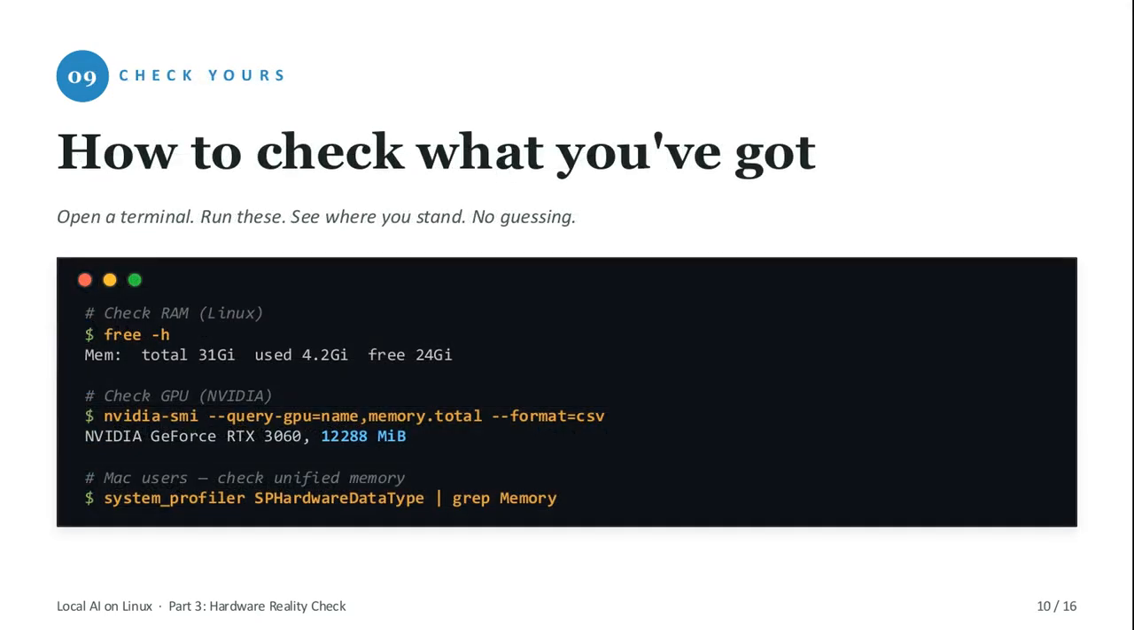But before you pick a row, you need to know what you're actually working with. On Linux, free -h gives you total and available RAM in human-readable form. For NVIDIA cards, nvidia-smi with the query-gpu flag tells you the exact VRAM in megabytes. That 12288 is your real budget, not what the box claimed. And on a Mac, system_profiler piped through grep memory shows your unified memory, which is both your RAM and your VRAM. Run these now, no guessing.